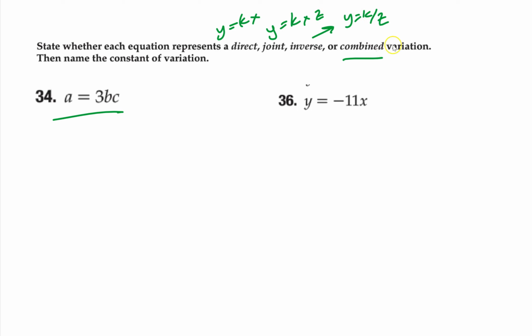And combined is a combination of the 2. In this one, you have 2 things on top, so this is joint. And my constant of variation is the 3. And look at this one. Notice how they're both on top, but it's only one thing, so this is direct. And my constant of variation is the 11. And that's it.